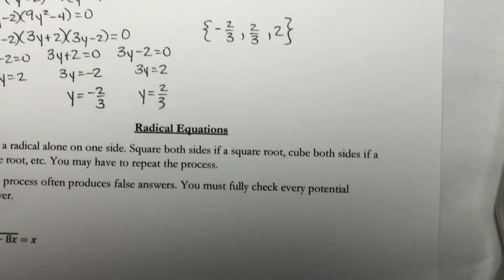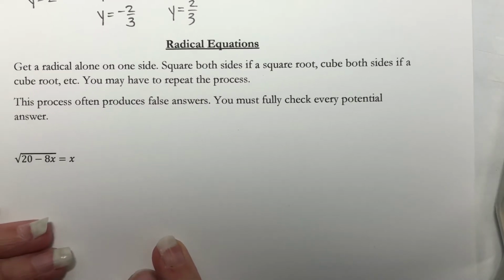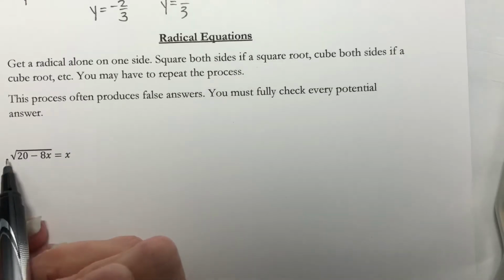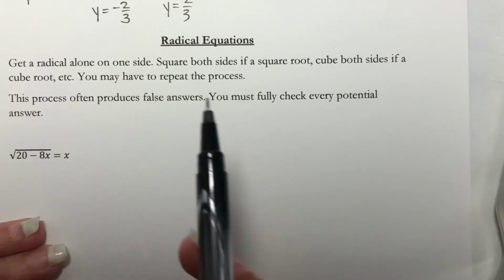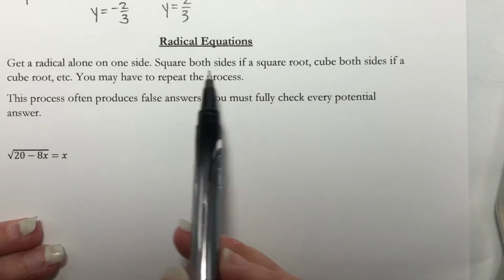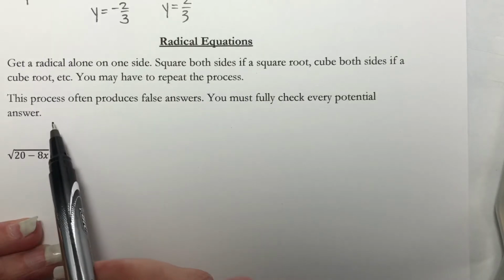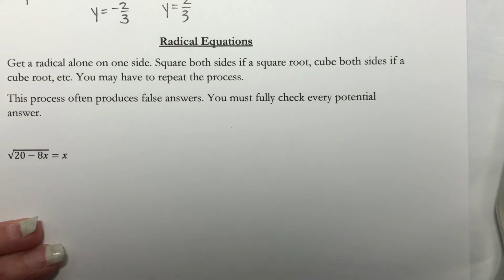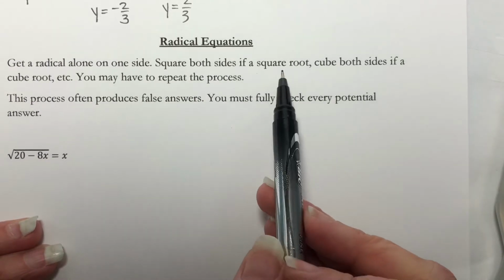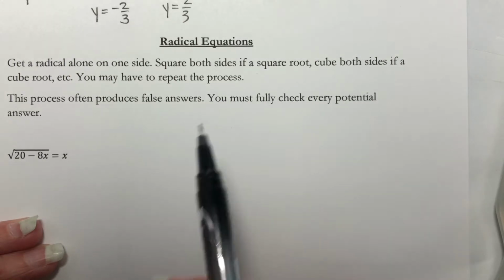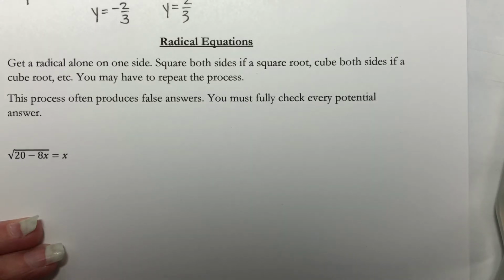Okay, so our next type of equation, these are called radical equations. The radical is that square root sign. Okay, if we have a square root, we're going to square both sides. We're going to get the radical alone on one side. We might have more than one radical, so we get at least one of them alone on a side. Then we're going to square both sides if we have a square root. We would cube both sides if we had a cube root.